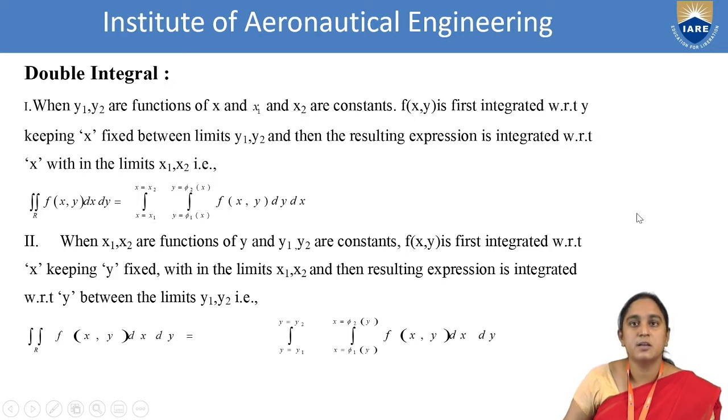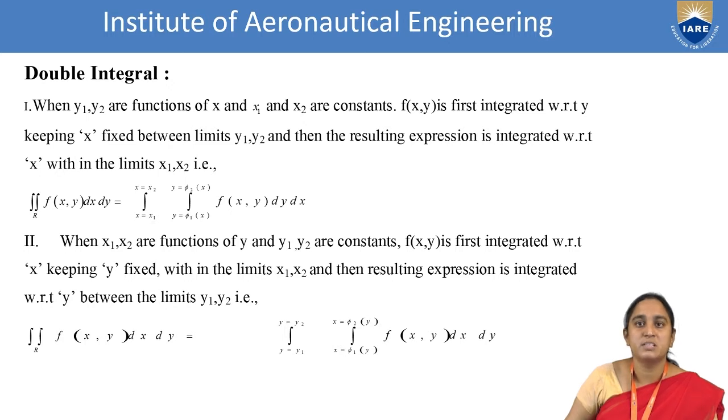What is the first type? Here y1, y2 are functions of x and x1, x2 are constants. f of xy is first integrated with respect to y, keeping x fixed between limits y1, y2. And then the resulting expression is integrated with respect to x within the limits x1 and x2. This is the procedure for the first type.